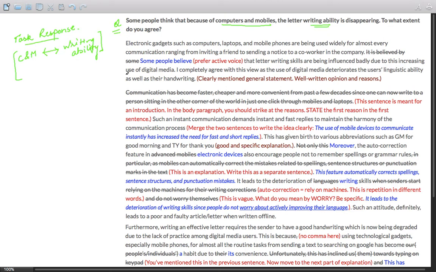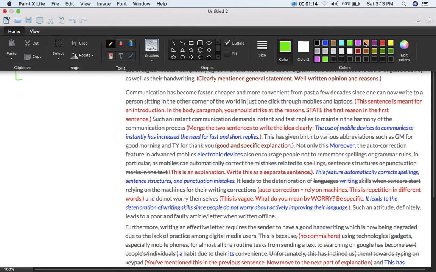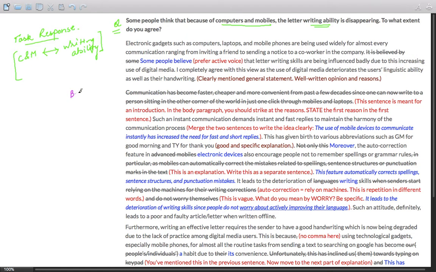So let us now go through the introduction. It is very clearly written, and I'm sure that there's not much to discuss over here. Let us come to body paragraph 1. This is body paragraph 1. The opening sentence should be the first idea. The student has clearly mentioned, I completely agree with this view, as the use of digital media deteriorates the user's linguistic ability as well as their handwriting. So the idea over here is how it hampers the linguistic ability or how it hampers the handwriting.